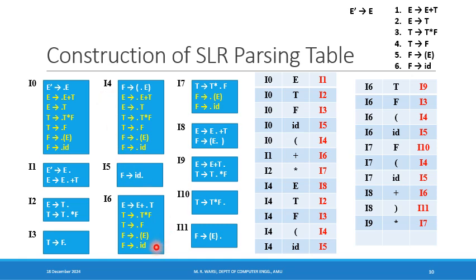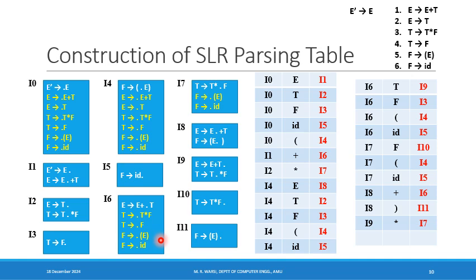Then we have the last LR0 item in I6, which is capital F derives dot identifier. So from I6 on identifier, there will be a transition, and I'm going to the state which is containing the LR0 item capital F derives identifier dot, and there is already a state which is containing this LR0 item, which is I5. So from I6 on identifier, I'll go to I5 state. So we have now considered all the transitions which are possible from the I6 state.